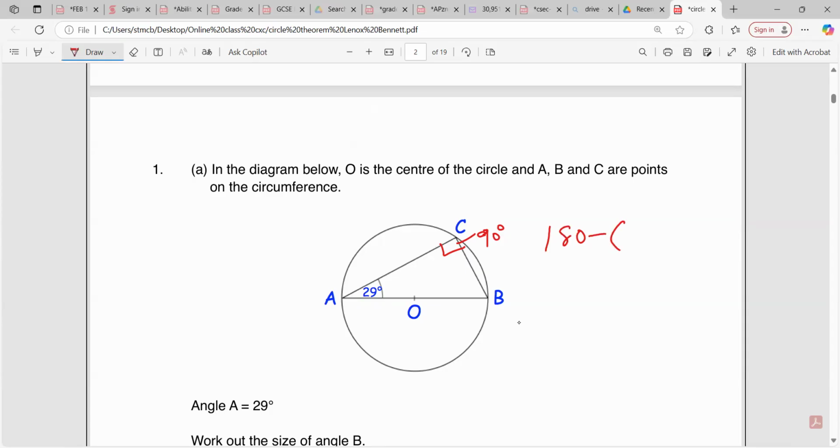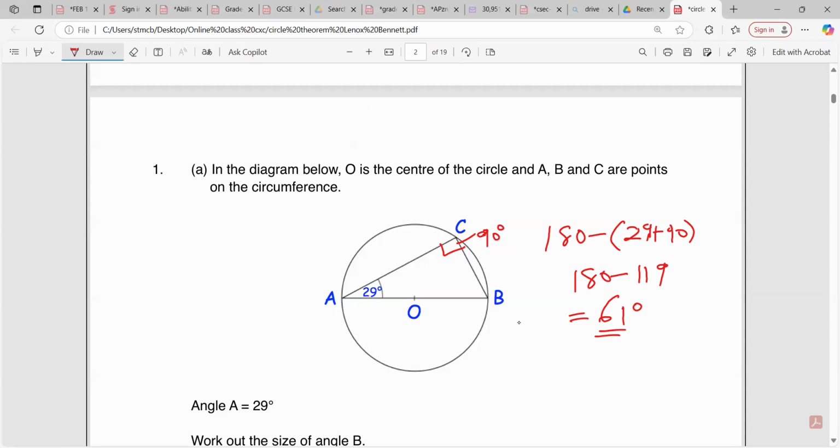So it would be 29 plus 90. 9 and 2, that's 11. So all we need to do now is subtract. We need one more to make 20, right? So that would be 61 degrees.